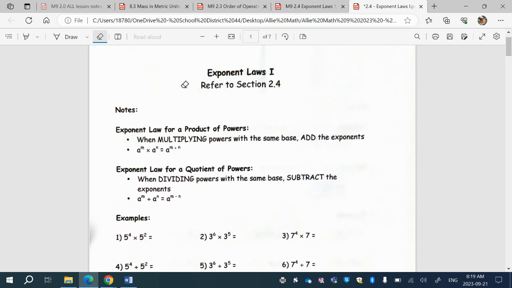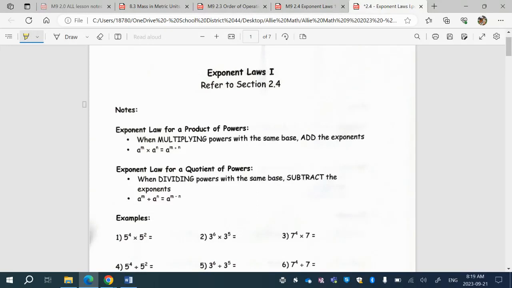Hello, everybody. This is Exponent Laws I. This refers to section 2.4, and we are learning about what we can do when we are multiplying or dividing powers with the same base. So make sure you're filling in the blanks as you go along.